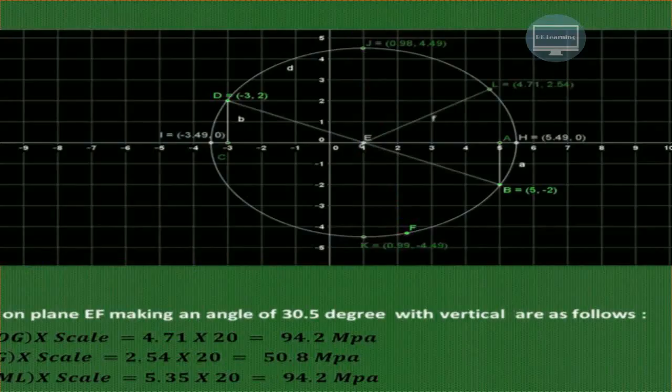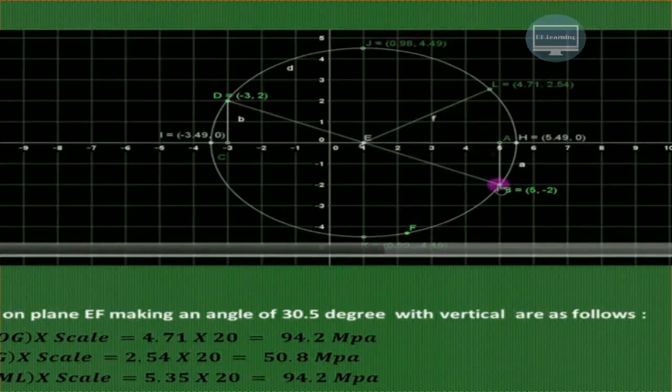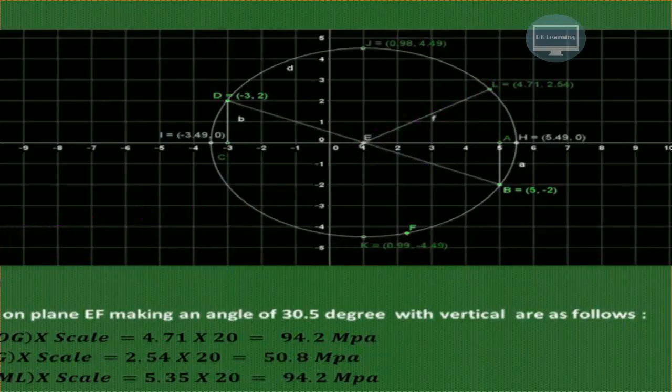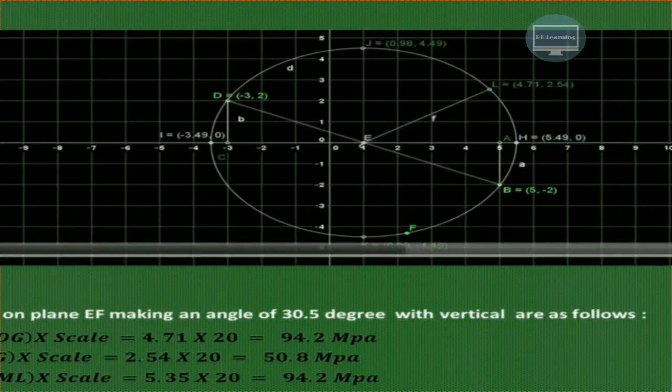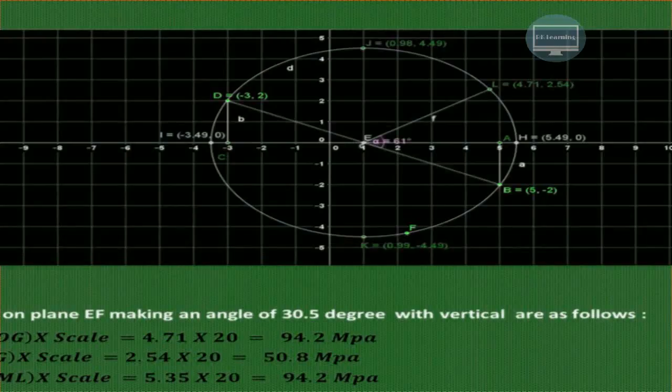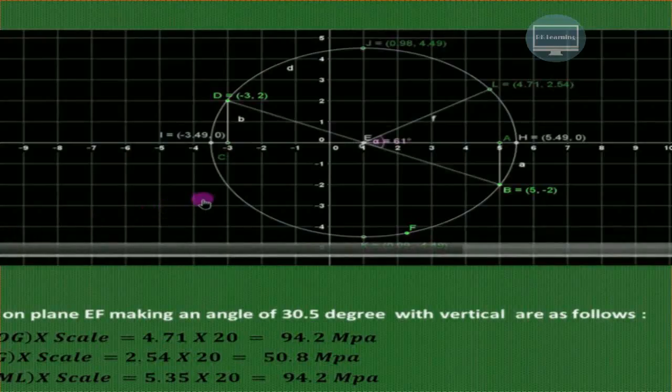Now let us mark the point L on the circle such that this angle BEL is twice the angle. And what is the angle that we want? The plane is making an angle of 30.5, so this angle will be double that particular angle. 30.5 multiplied by 2 is 61 degrees. So the angle BEL is 61 degrees. And on this particular plane, we want to find out the normal stress, shear stress and resultant stress.